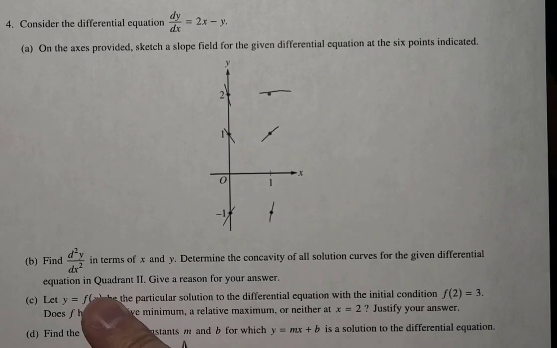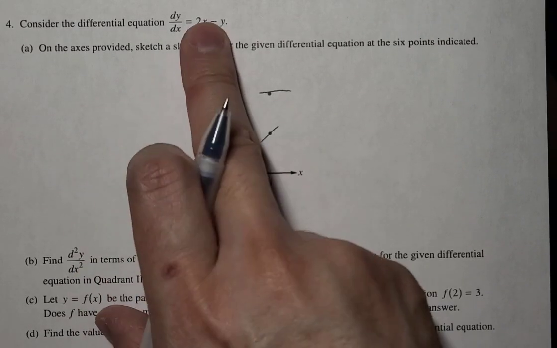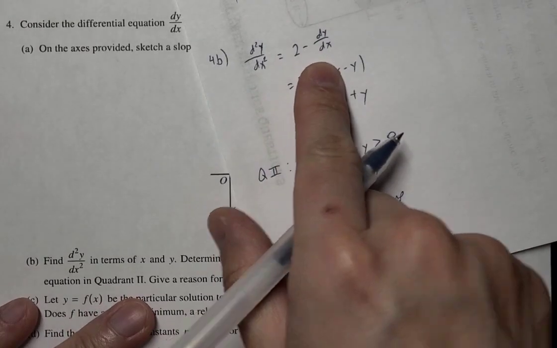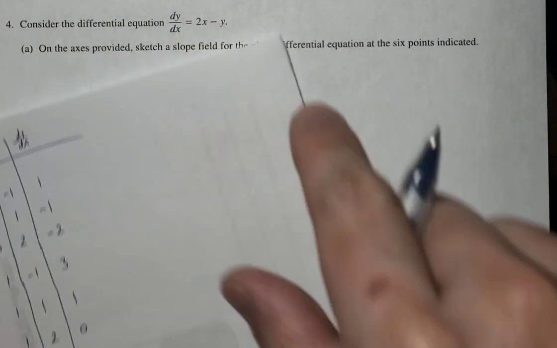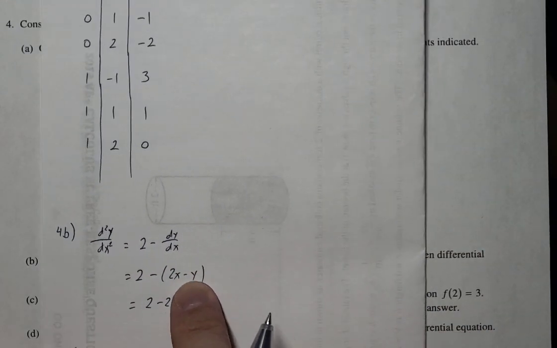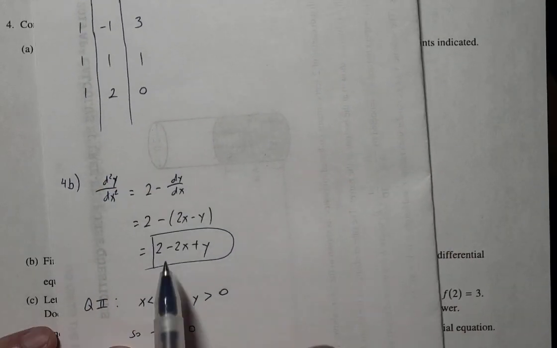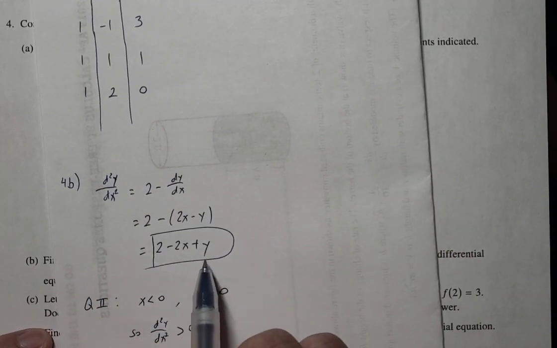Anyway, so let's find the second derivative. We have to differentiate this. That's just 2 minus dy/dx, okay? And what is dy/dx? That's right there. So if we plug that in, this is technically fine. We can box that here, or we can box this one right here. We can just distribute the minus sign, okay?